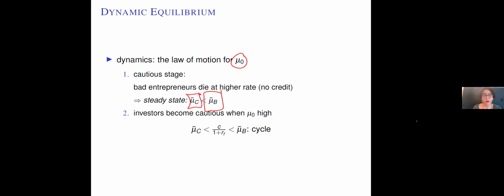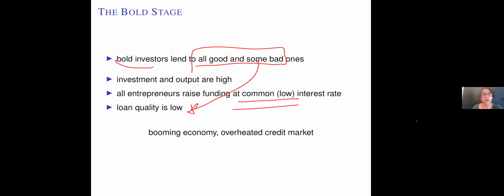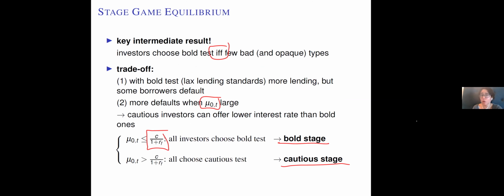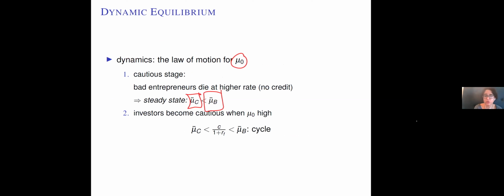But remember, the key result here is that investors choose bold tests if and only if there are few bad entrepreneurs. So there is a threshold. If mu0 is below the threshold mu0t, then the investors choose the bold test, and that means the number of bad projects goes up. And if the fraction of bad opaque projects is above the threshold, then investors choose the cautious test. So that fully characterizes the dynamics.